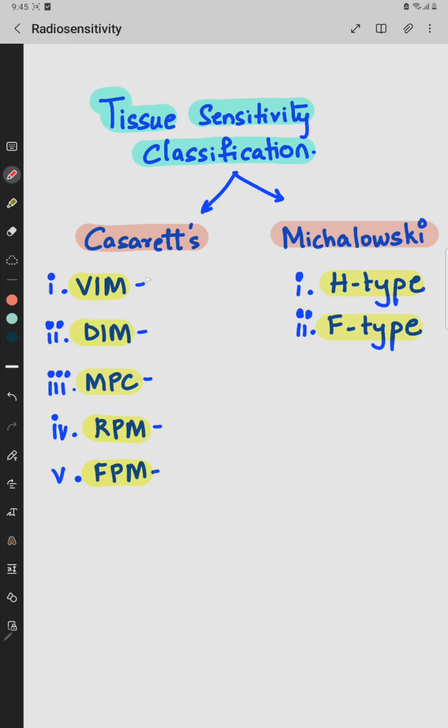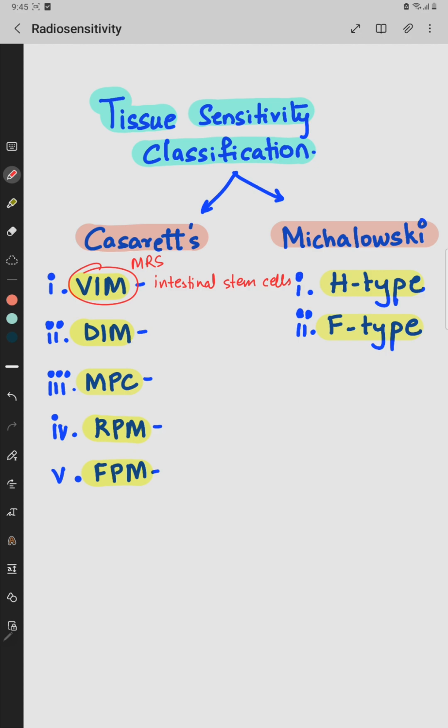Now what is VIM? VIM are the tissues which have undifferentiated cells, and the cells have a very short life cycle. They continuously repopulate, and these are the tissues which are most radiosensitive. The examples are intestinal stem cells. DIM is differentiated intermitotic cells.